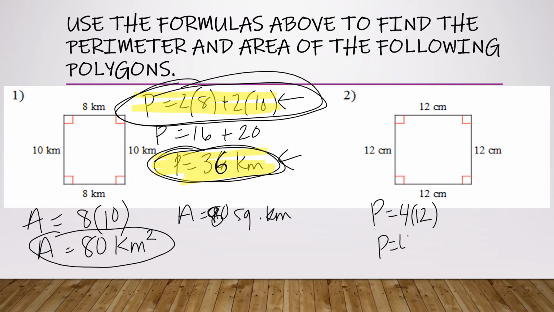For the second one, perimeter of a square is 4 times the side. So the perimeter of this would be 48 centimeters. The area of a square is S squared, so 12 squared would be 144 centimeters squared.